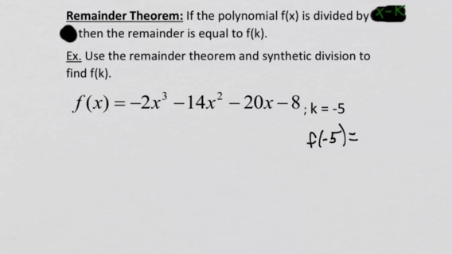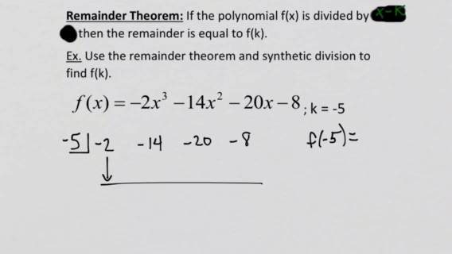So let's set up synthetic division. We are told that k is the number negative 5, so we use the number negative 5. Then we take the coefficients of the function given, negative 2, negative 14, negative 20, negative 8. We'll bring down the first number. Negative 2 times negative 5 is 10. Subtract since our signs are different to get negative 4.